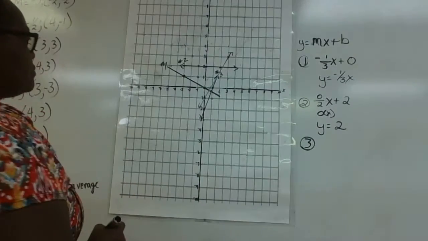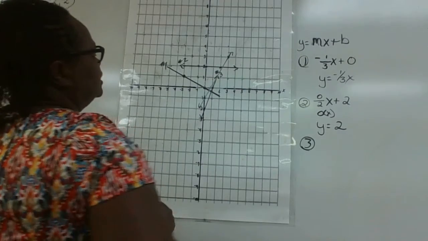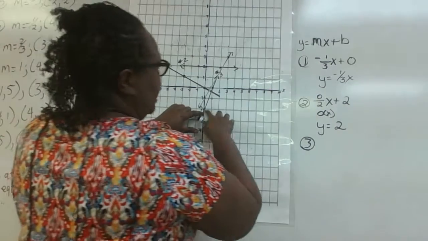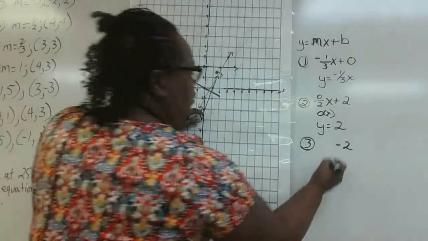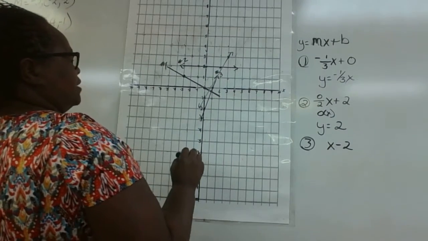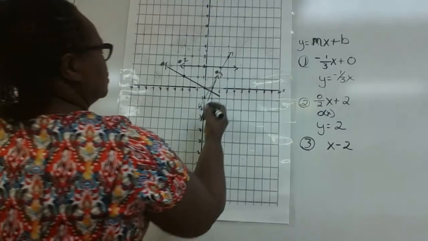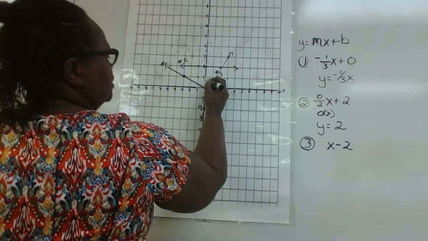Number 3 is here. This is number 3, okay? Number 3, our line crosses at -2. That's our B, so that's -2. All right, we keep our X, okay? And now we're going to do our rise run thing, okay? We notice that it's leaning to the right, so it's a positive thing. So let's go. Let's rise. 1, 2, 3.